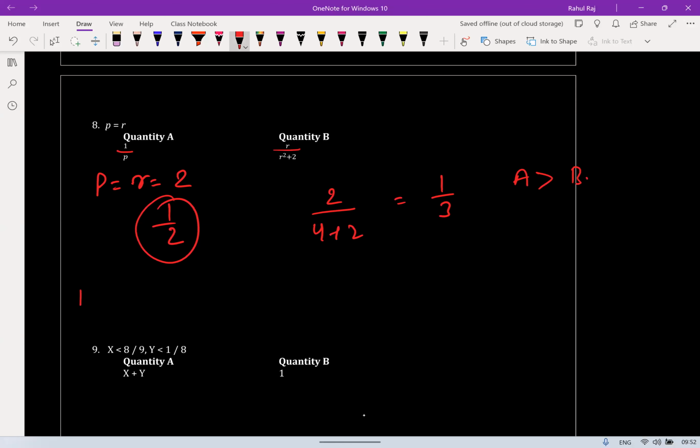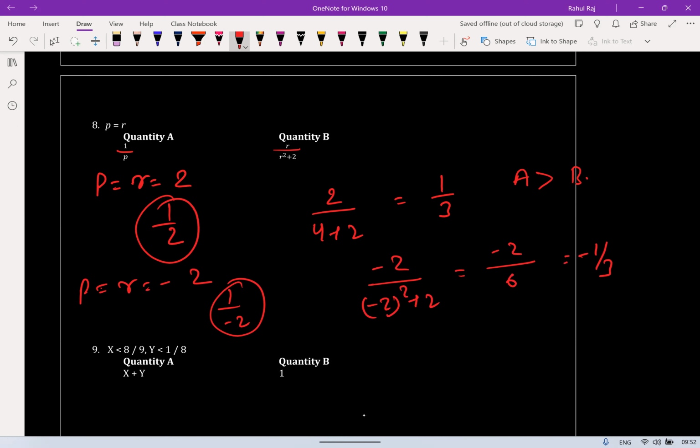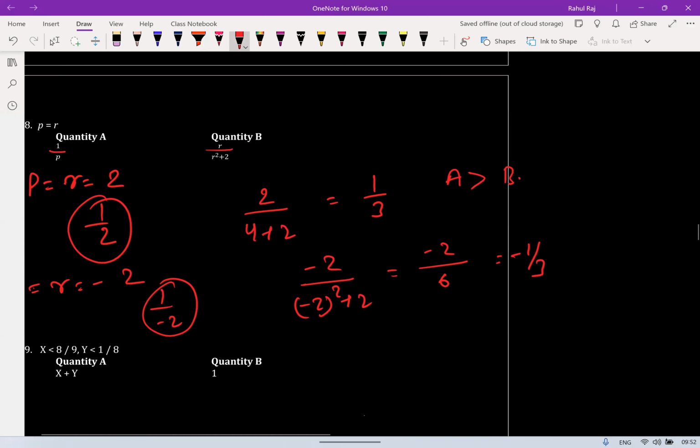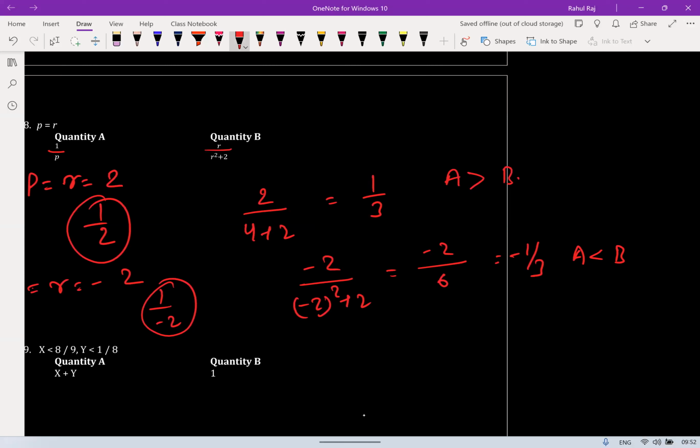Now imagine I'm taking P is equal to R is equal to minus 2. Quantity A becomes 1 by negative 2. Quantity B becomes negative 2 by negative 2 square plus 2, that is negative 2 by 4 plus 2, 6, that is negative 1 by 3. Do you think negative half is greater than negative 1 by 3? No, it's less than. Absolutely. So A is less than B over here. So you have the answer very clear: A can be greater than B, A can be less than B, and then you go ahead and conclude D.